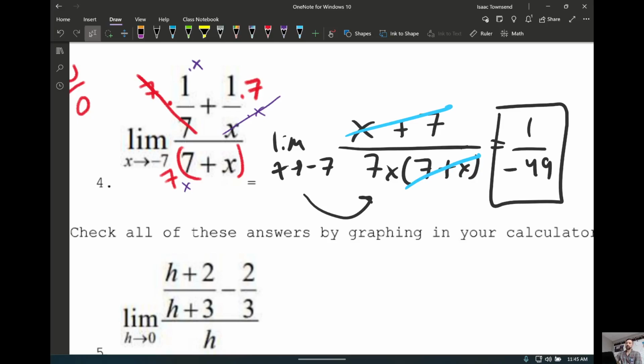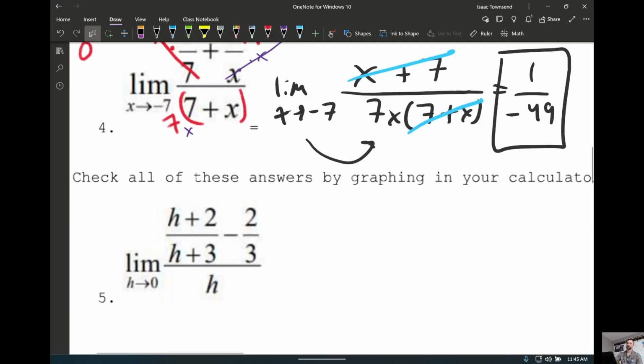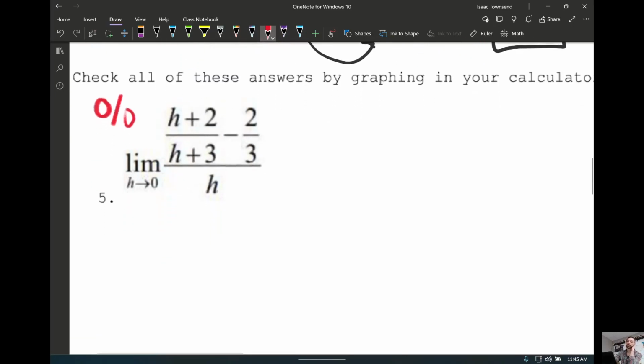Okay, so now my question is on number 5. If we did direct substitution, 0 over 0, what is one thing that you think we should multiply by in question 5? You say h plus 3? Okay, so let's multiply everything by h plus 3.